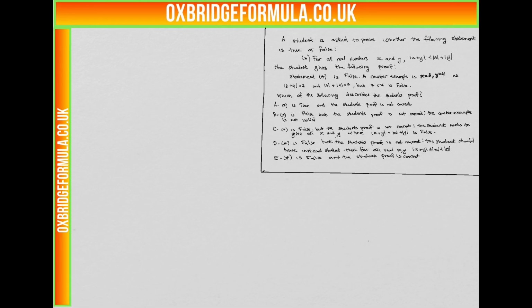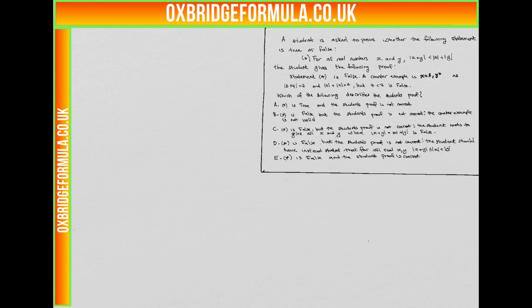So the first thing to do is we want to examine whether the proof of the student is correct or not. To do that, we're going to have to look at each statement that the student gives and check whether each statement is true. So the first statement they give is saying that x equals 3 and y equals 4 is a counterexample. So we need to check whether these statements here are all true.